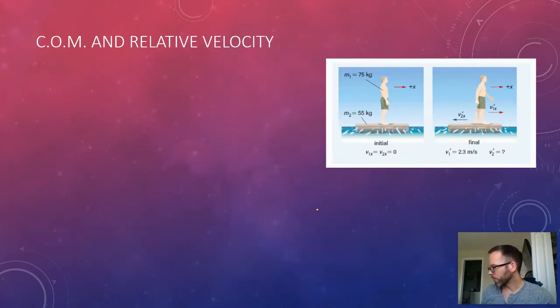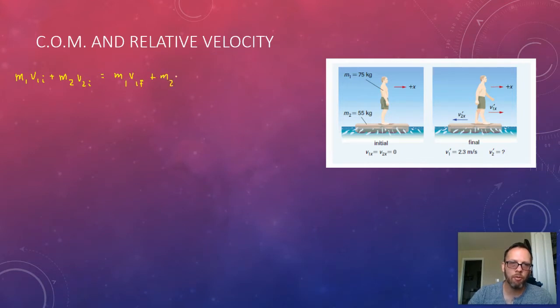To begin our solution, we're going to start off by setting up conservation of momentum. So m1 v1i plus m2 v2i equals m1 v1f plus m2 v2f, our classic way of setting up a collision problem. In an explosion, usually the bodies that are together are at rest. And here we have that, right? The raft and the person are at rest. The total momentum is 0.